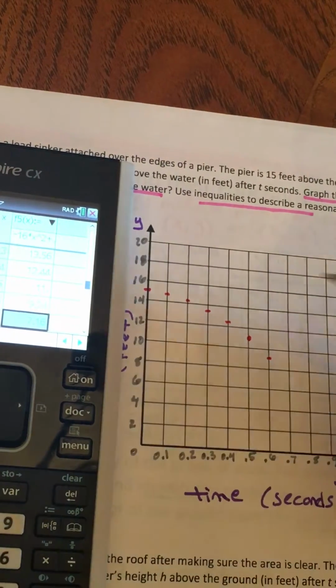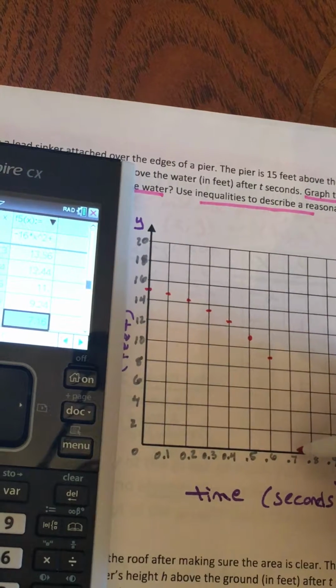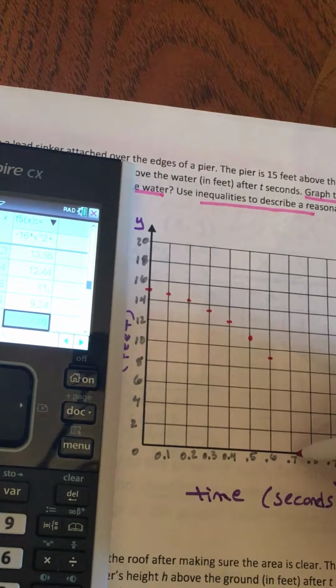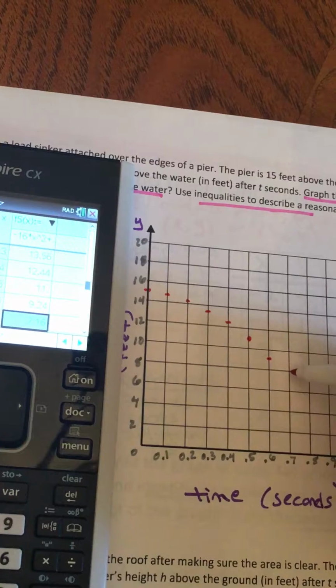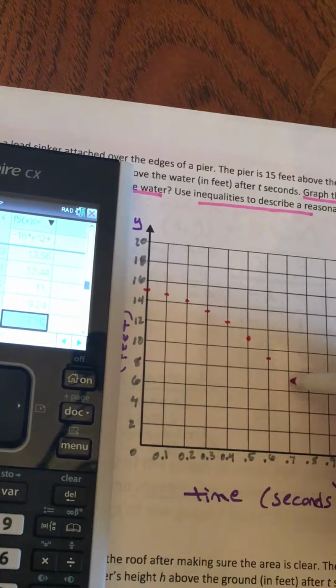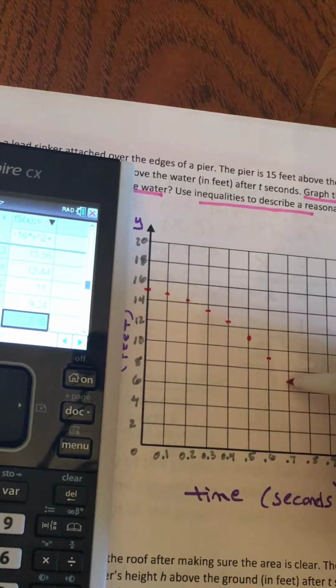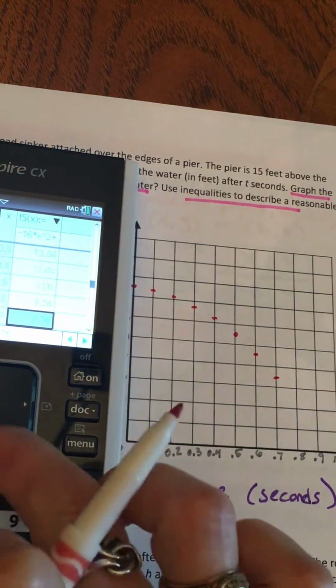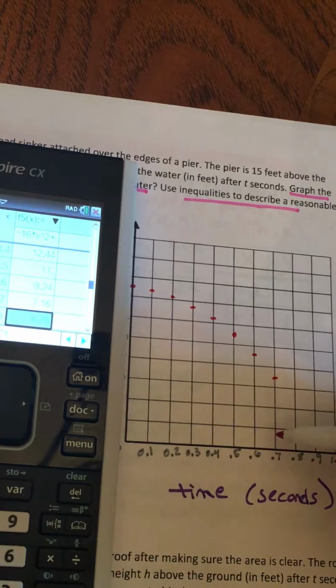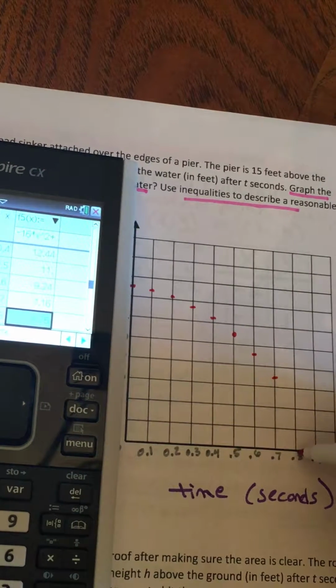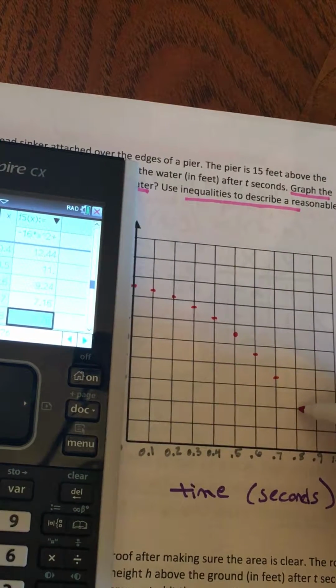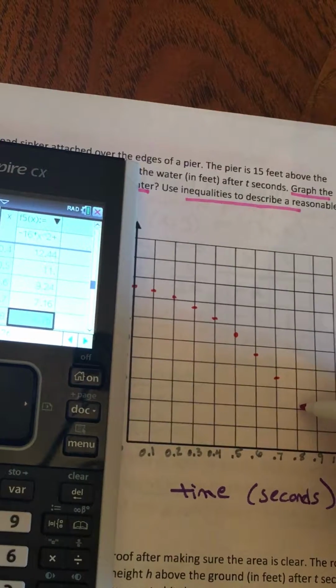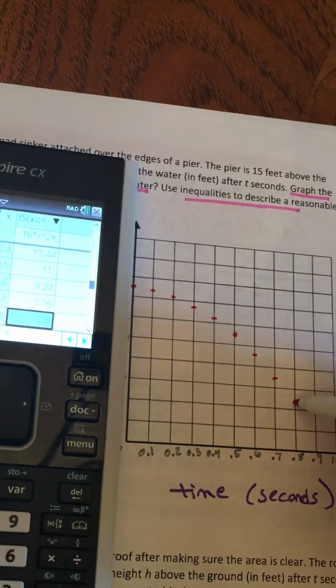Move over a unit to 7.16. So here's 0.7, and 7.16 is just about here in the middle. It's really dropping in height at this point. At 0.8, I'm only up 4 3/4. So here's 0.8, go up 2, there's 4, and not quite up to 5.